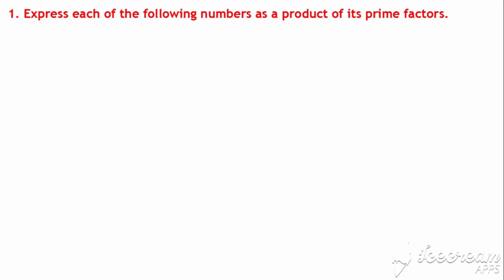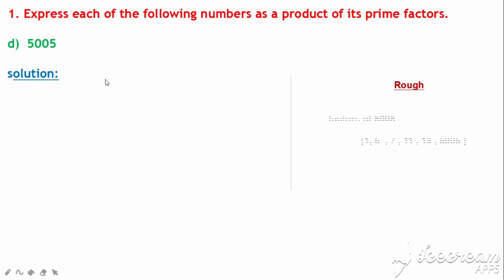Now moving on to the next question, that is 5005. We need to express this number as a product of its prime factors. Now let us look into the solution. So what are the factors of 5005? The factors are 1, 5, 7, 11, 13 and 5005. Among all these, what are the prime factors? Prime factors are 5, 7, 11 and 13.